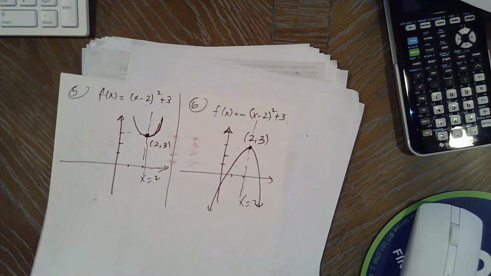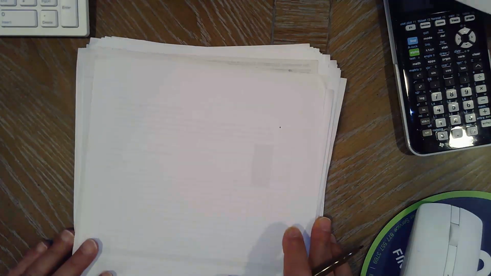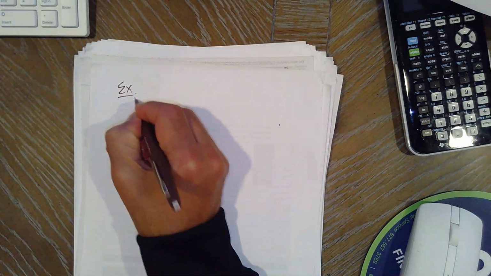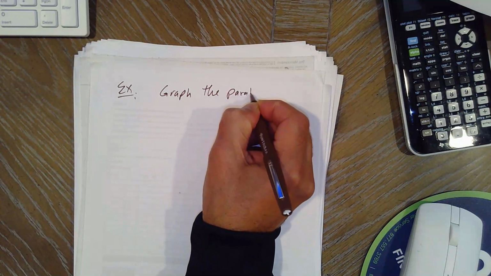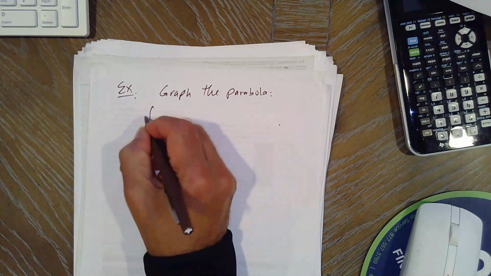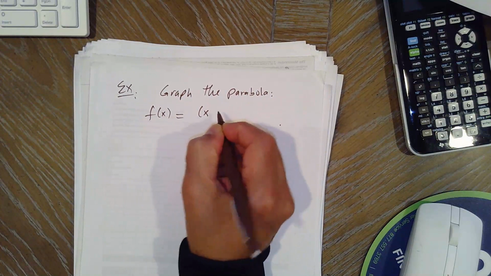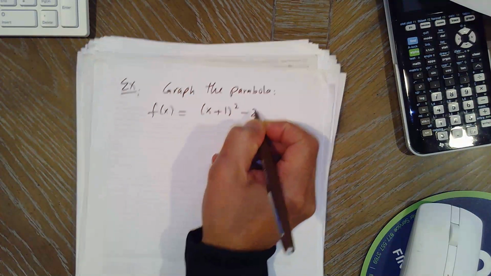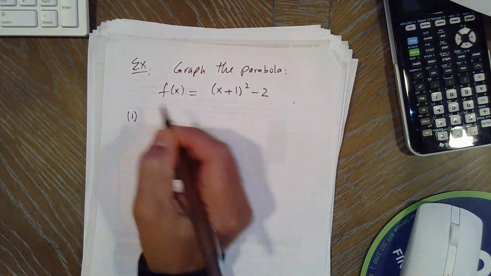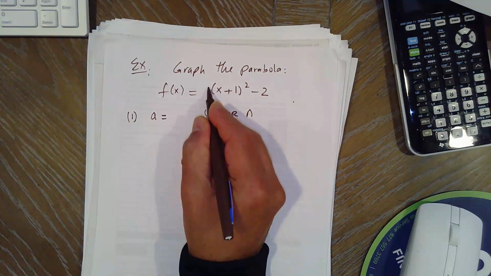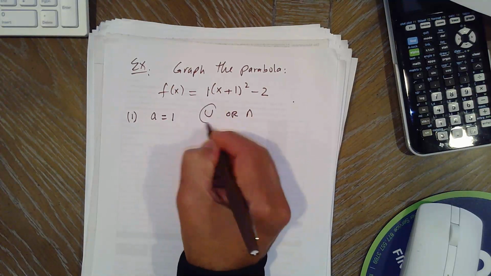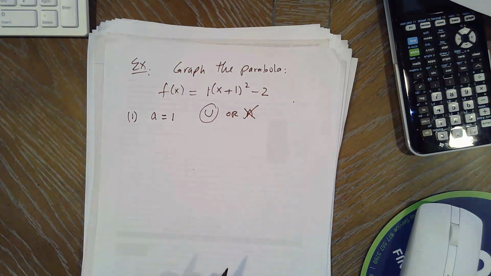So how do we graph the parabola? Graphing it is going to require showing all what we talked about, and on the test I will list the things that you need to show, so you don't have to guess. Graph the parabola, or the quadratic function, f of x equals x plus 1 squared minus 2. On the test I will put number 1 and I say find a, and then tell me whether it's up or down. So a is 1 in this case, and it's going to be up because it's positive. If it was negative, it would be down.